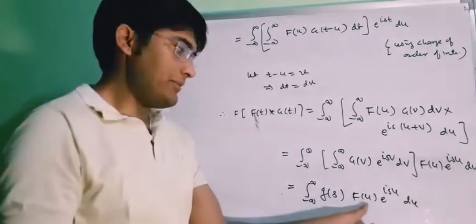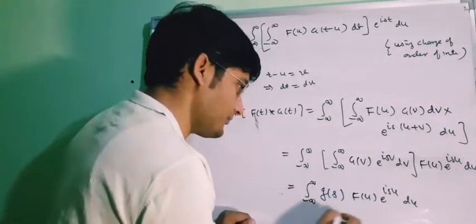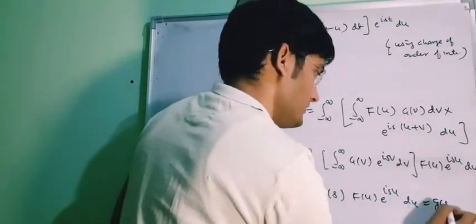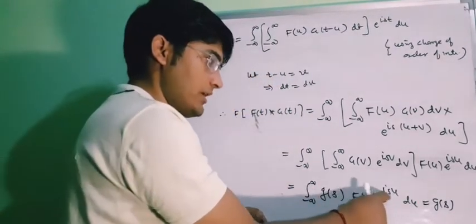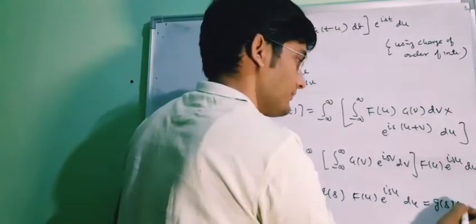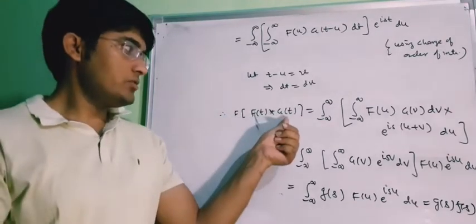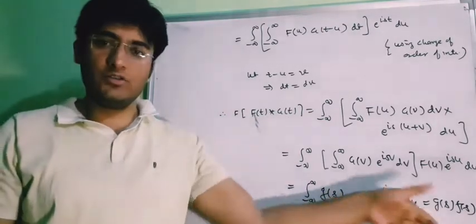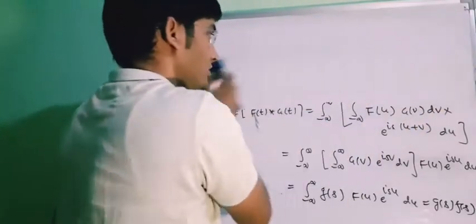Now this is f(t) e^{ist} dt, so this is the Fourier transformation of f(s). This is the integral from minus infinity to infinity of e^{ist} f(t) dt, meaning the Fourier transformation of f(t), which is f(s). Thus the Fourier transformation of f(t) star g(t) is equal to f(s) into g(s). So this is our convolution theorem.